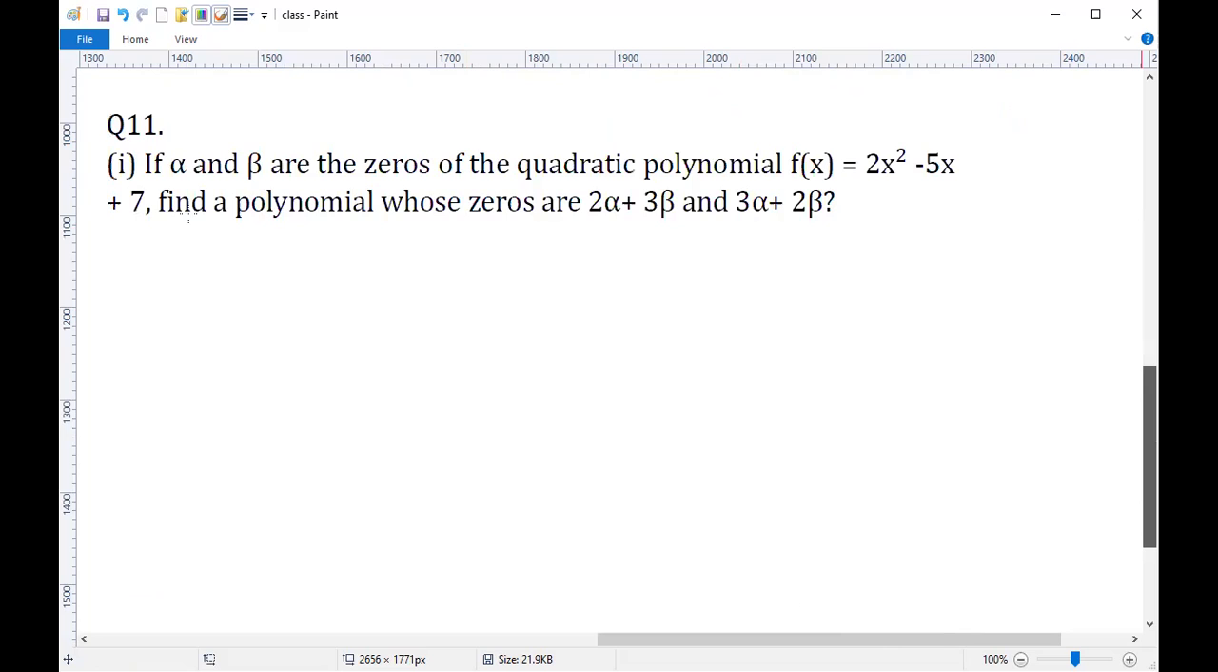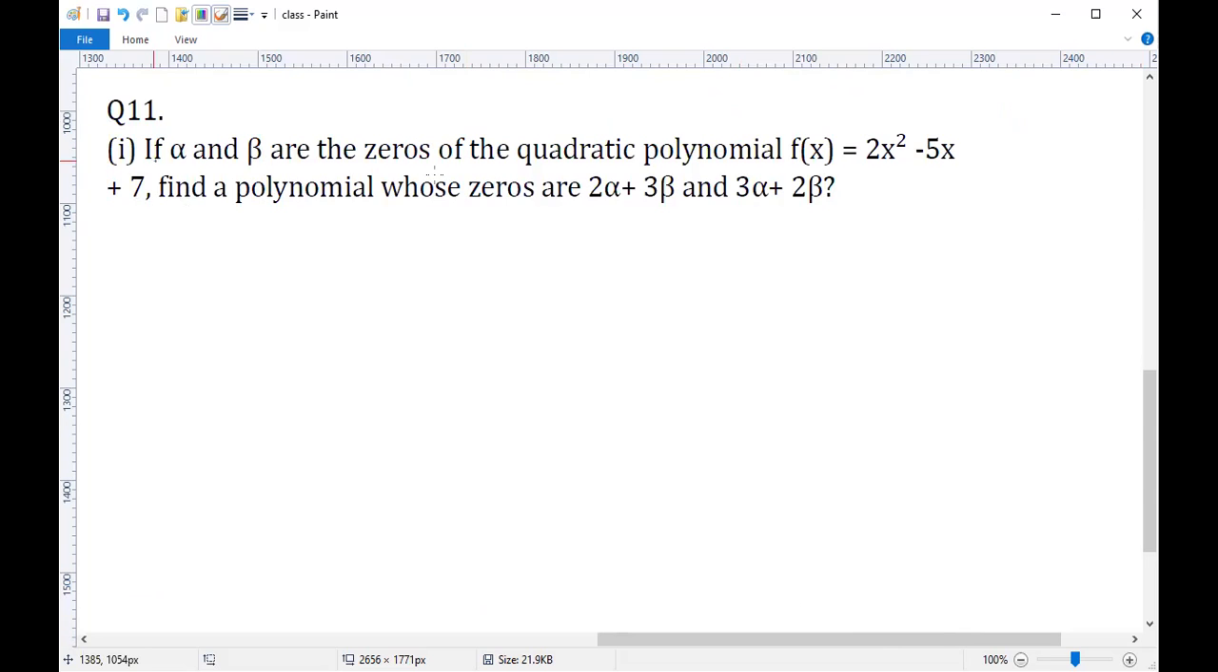Question number 11. If alpha and beta are the zeros of a quadratic polynomial 2x squared minus 5x plus 7, find the polynomial whose zeros are given. What is it that you have to find? Alpha and beta are the zeros of this polynomial. So we can try splitting the middle term, find alpha and beta and substitute, then find the zeros. That was one method which we had discussed earlier.